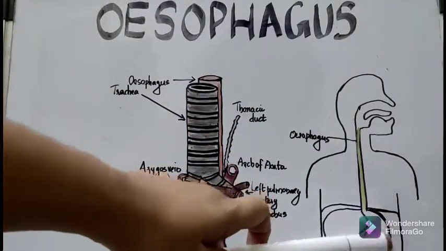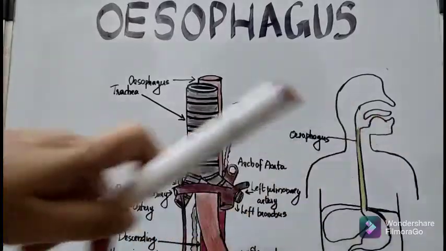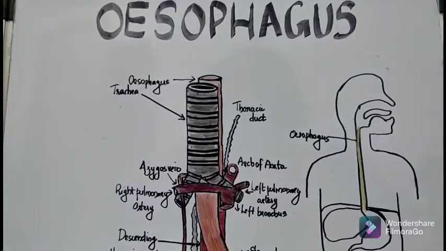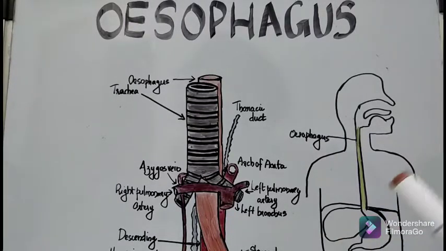and then it joins with the upper part of the stomach at the cardiac end at the level of the 11th thoracic vertebra, and it pierces the diaphragm at the level of the 10th thoracic vertebra.